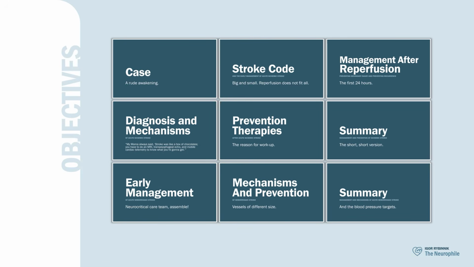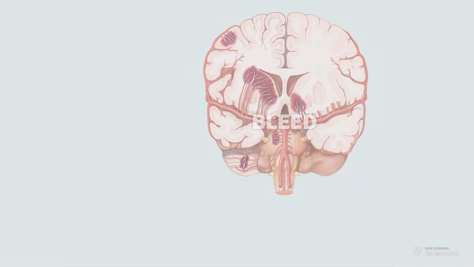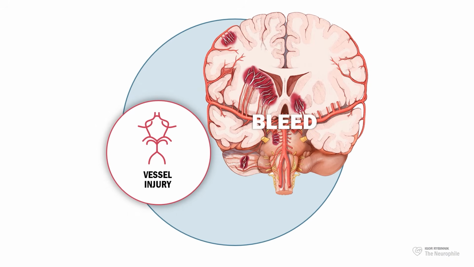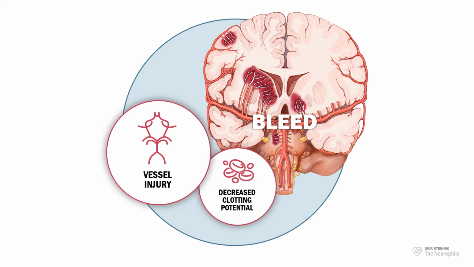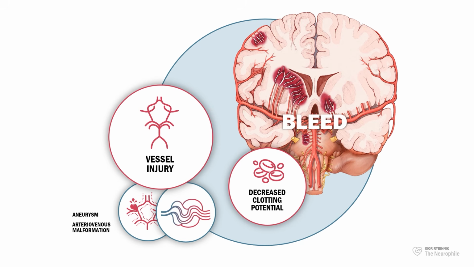And this brings us to the last section of this talk: mechanisms of hemorrhagic stroke. There are 3 major reasons for clotting, but there are only 2 major reasons for bleeding: dysfunction of blood vessels or decreased clotting potential. The complexity comes when you consider that vessels of different sizes can be involved. When it comes to dysfunction of large vessels, we are concerned about an aneurysm at the branch points in the circle of Willis and an arteriovenous malformation.